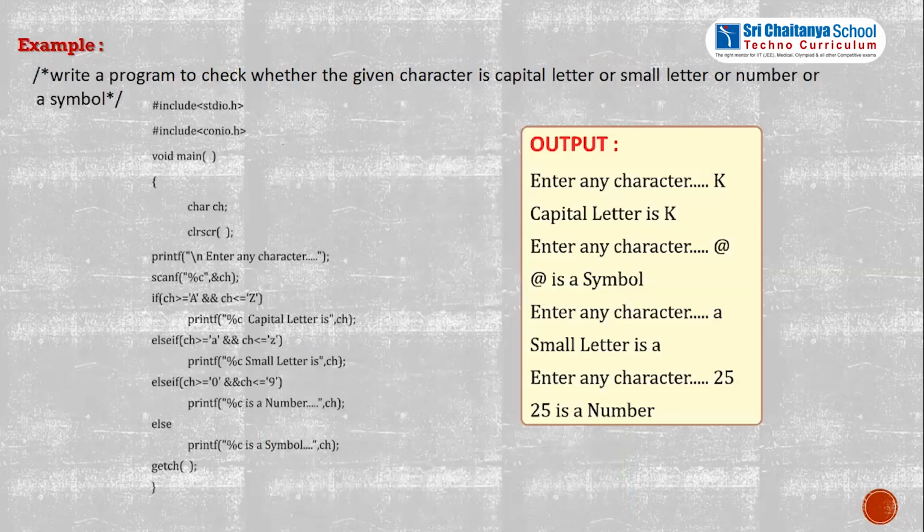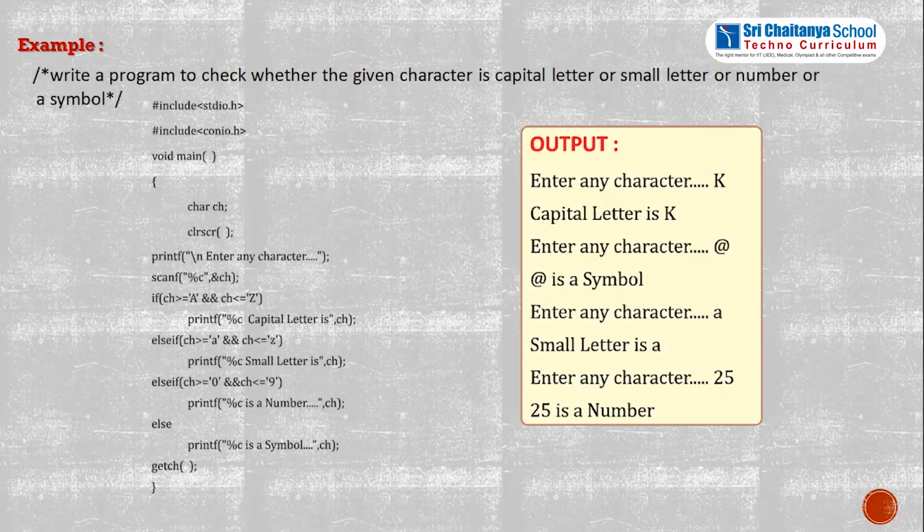Here is an example for it again. What I am going to do is get a character from the user, and check if it is a capital letter, a symbol, or a small letter. This is the scenario. Hope you are clear with it. I'm going to get the character from the user and check if it is a capital letter or a small letter or a symbol.